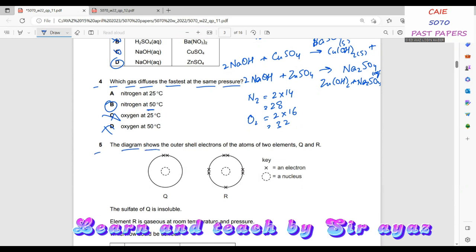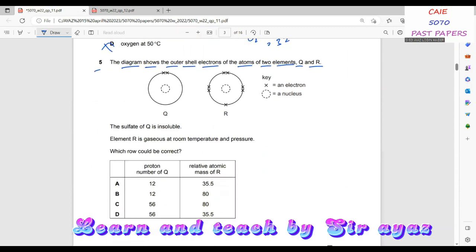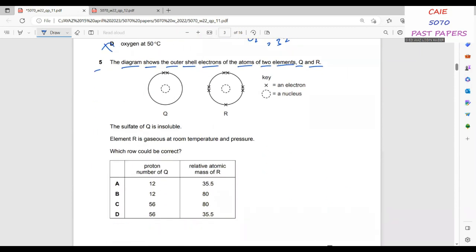Number 5, the diagram shows the outer shell electrons of the atoms of two elements, Q and R. Q contains 2 valence electrons, so it must be from group 2. That's for sure.